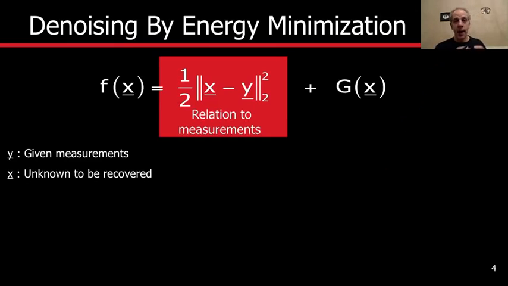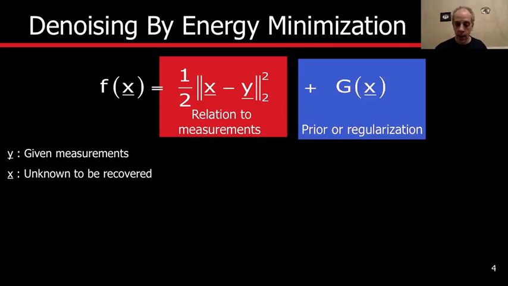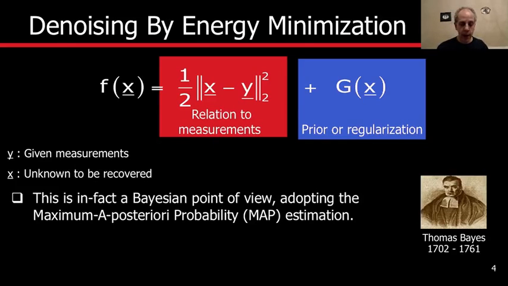One that relates the solution to the measurements, and one that basically gives you a prior, a regularization, a condition. So we are projecting the observation Y into this prior. Now, this is what's called a Bayesian point of view, following Thomas Bayes. The basic idea is that we're computing what's called the maximum a posteriori, or the MAP. We're basically going to compute the X that maximizes something or minimizes this function.